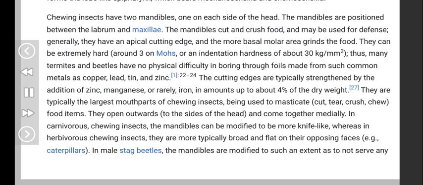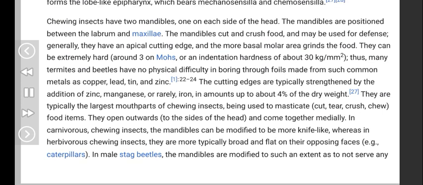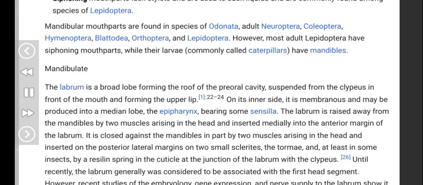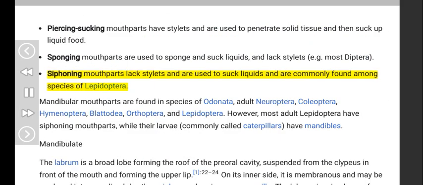Piercing-sucking mouthparts have stylets and are used to penetrate solid tissue and then suck up liquid food. Sponging mouthparts are used to sponge and suck liquids, and lack stylets, e.g. most Diptera. Siphoning mouthparts lack stylets and are used to suck liquids and are commonly found among species of Lepidoptera.